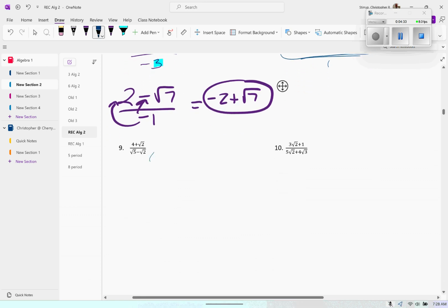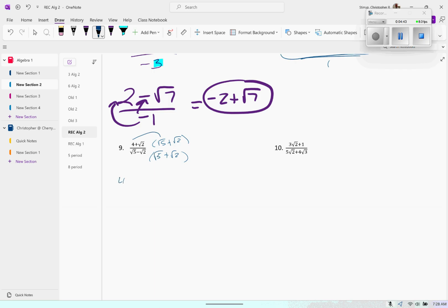So we're going to do the conjugates down here. That's going to be root 5 plus root 2 and root 5 plus root 2. And if you FOIL it out on top, I'm going to get 4 root 5 plus 4 root 2. And that's going to give me root 10. That's going to give me root 4, which is just 2.